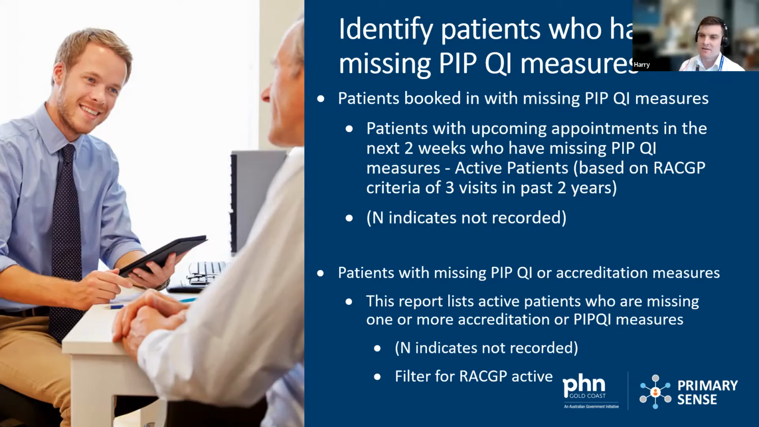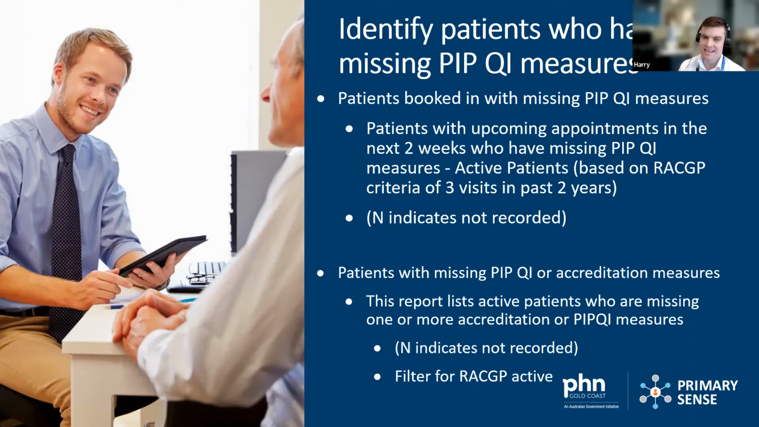This report will scan through your clinical software, so Medical Director or Best Practice, and search for any patients with upcoming appointments in the next 2 weeks who have any missing PIP QI measures. And this only includes active patients, once again, based on the RACGP definition of 3 visits in the last 2 years.